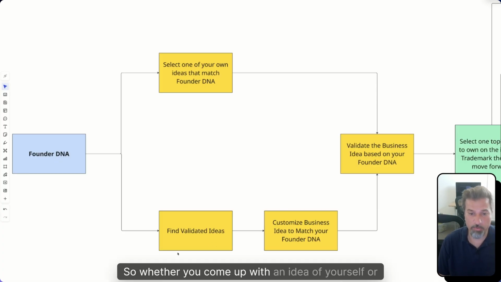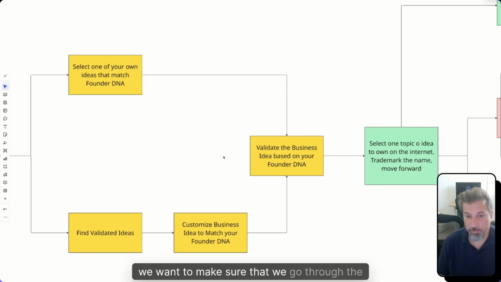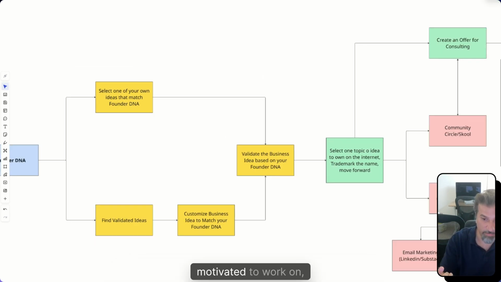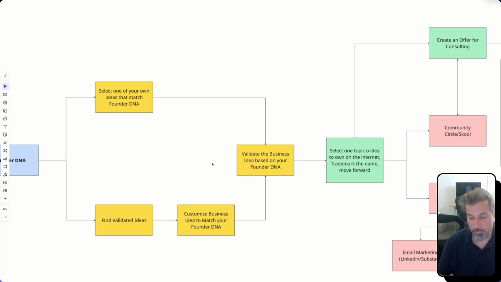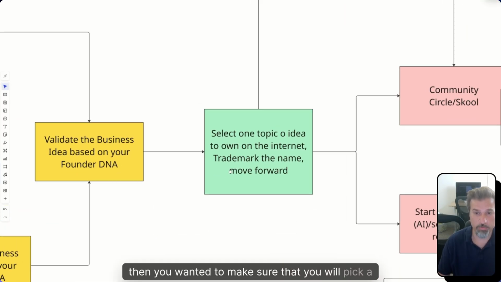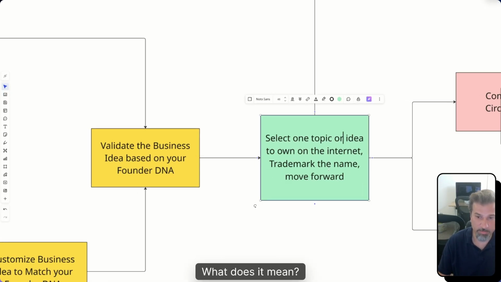So whether you come up with an idea yourself or find a validated idea, we want to make sure that we go through the validation process. Even if it is validated in terms of the market, you're going to validate it based on your founder DNA as well. Once we go through that and you come up with an idea that you're genuinely interested and motivated to work on, you either have co-founders or yourself, you're determined to build it, and all the signals are there, then you want to make sure that you pick a topic or idea to own. Okay, I'll explain what that means.